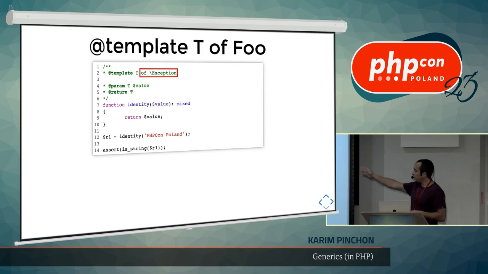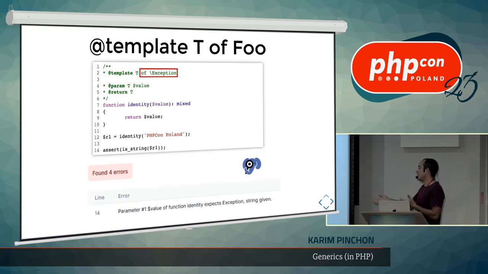If I mess again with my code, my PHP code will work perfectly, but my tools will warn me that I can have a potential issue here because this is not what I declared in my annotation. So again, safer and smoother for the developer experience.